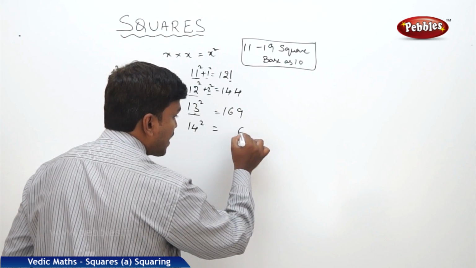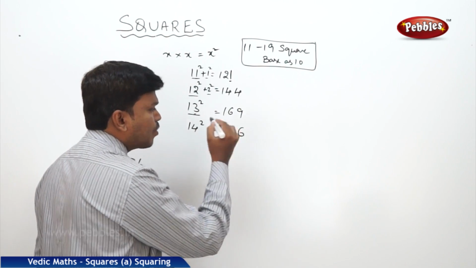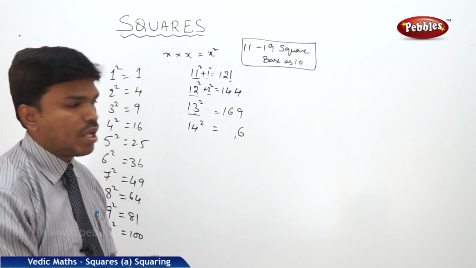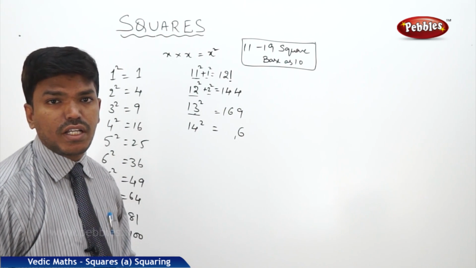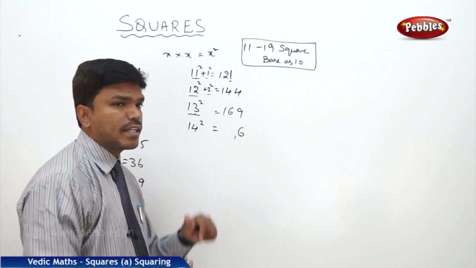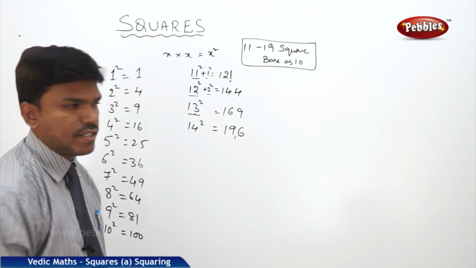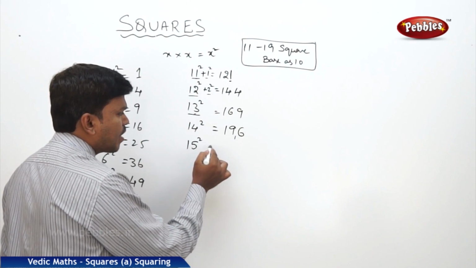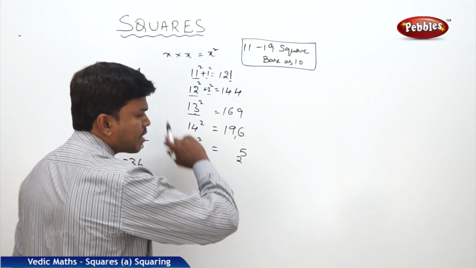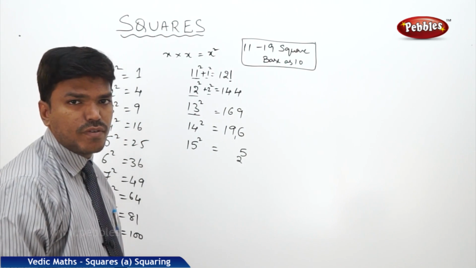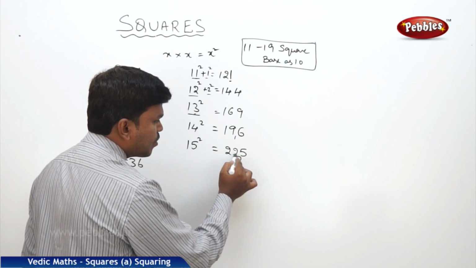16 means I write only 6 here, but the tens place digit 1 will be carried to the next part of the answer. Now 14 plus 4 is how much? 18. 18 plus 1, the carry, 19. So the answer is 196. Similarly, you tell me 15 square. 5 square is 25. Drop 5, carry 2. 15 plus 5 is 20. 20 plus 2, the carry, 22.